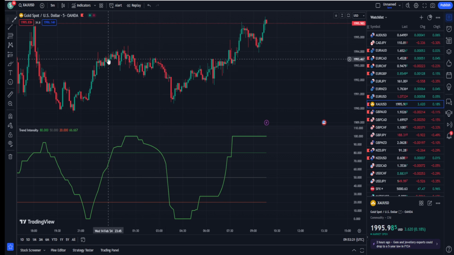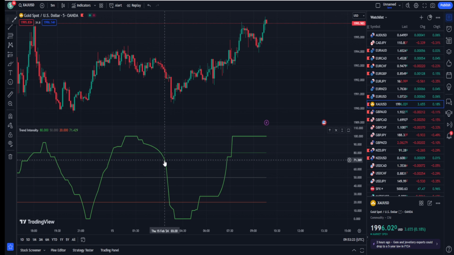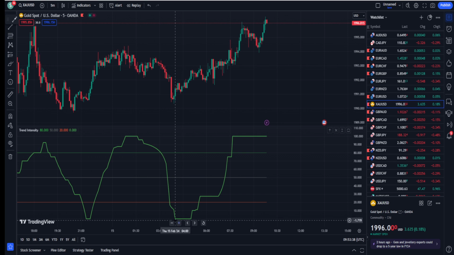Right now you can see the price was coming down, and you can see this trend intensity oscillator was also going down, and then you can see here finally it crossed the 10 level, and you will not immediately take any kind of trade. Here you can see it becomes very flat. If you just look at this pattern, it is a flat pattern.